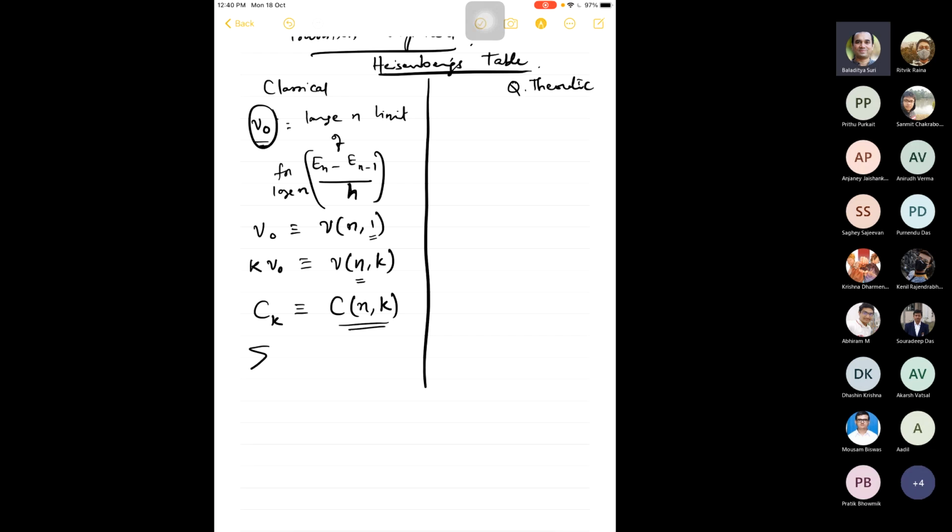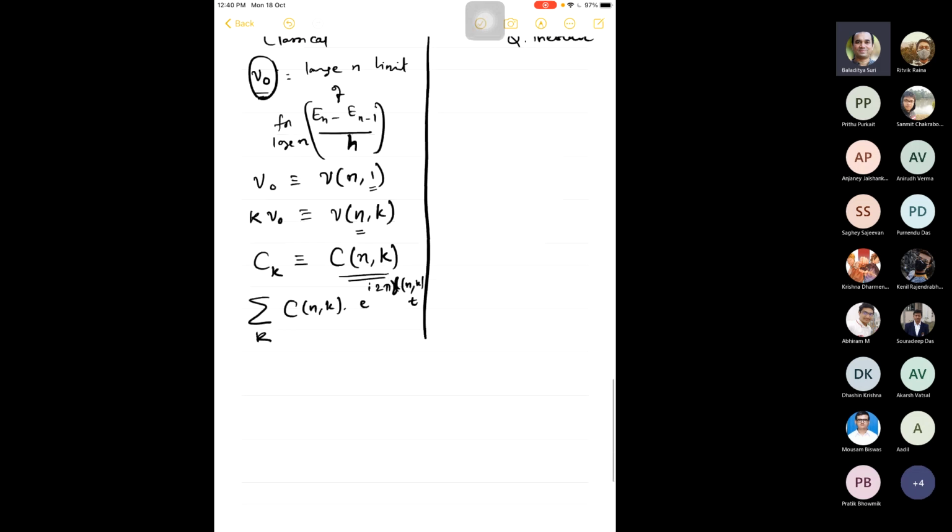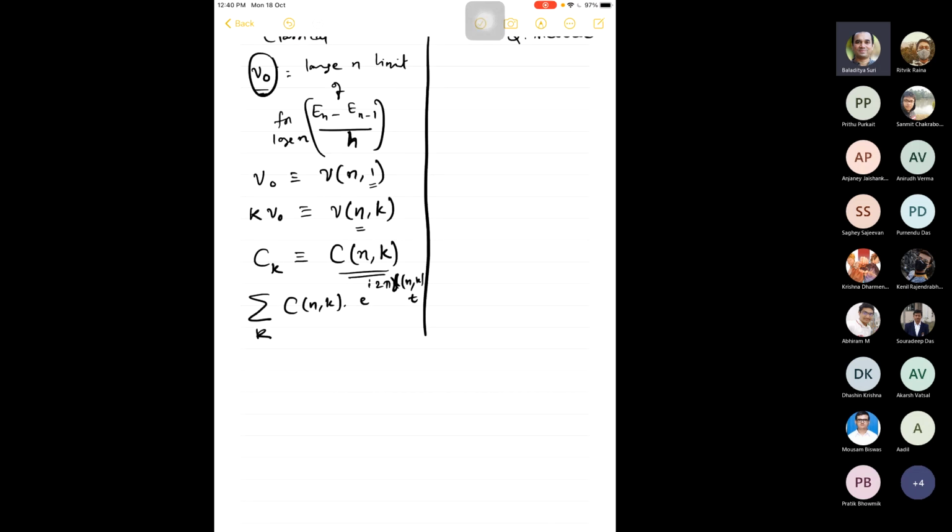So the classical Fourier series would just be a summation over k of C n comma k, e to the power of i 2 pi nu n comma k t. Anybody has any question? This is just a notation. Hello, sir. Sir, I have a small doubt here. You are saying that nu naught is (En minus En minus 1) by h for large n. This is classically true for the transition from n state to n minus 1, right?